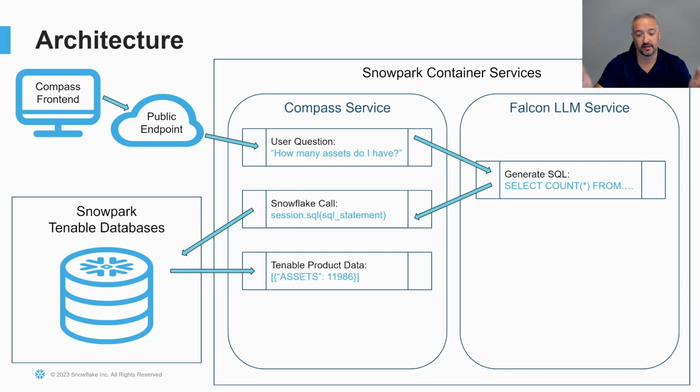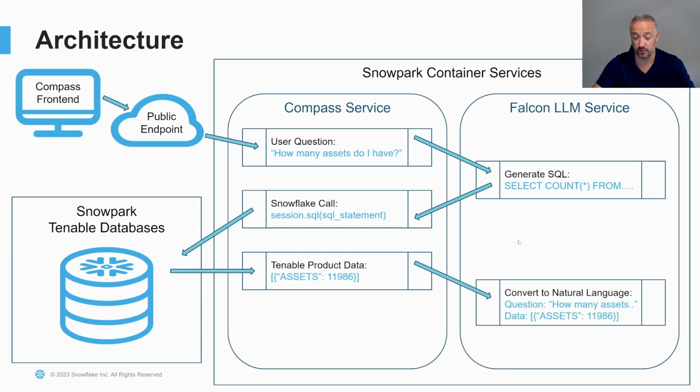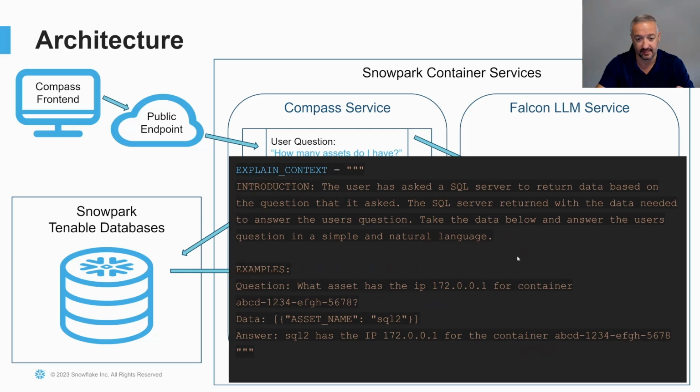How many assets, right? But the way that looks, it doesn't really feel like you're having a human-like conversation with an AI. So what we do is we go back to the AI a second time, and now we're asking it to explain it in more of a human way. So this time, what we send back to it is the original question that was asked, along with the data that was returned from the SQL server. We then send a different context. And this context is saying, hey, you communicate with the SQL server, data has come back. Now take the question and the data and respond in a very simple and natural language.